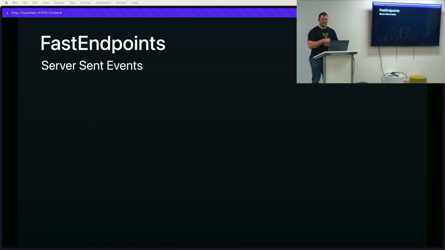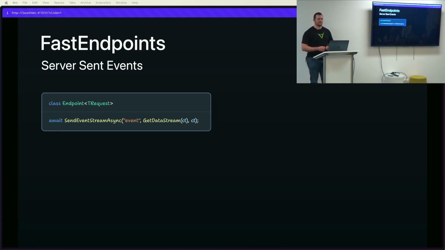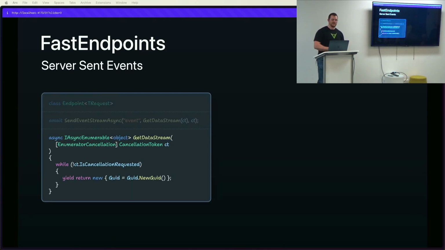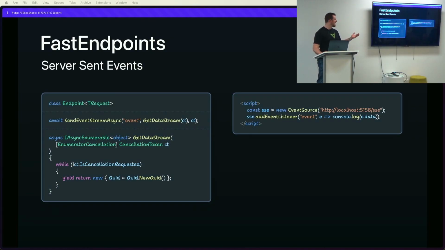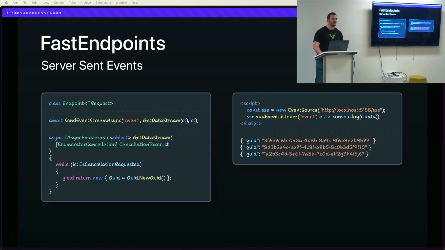So getting close to the end now, server-sent events are another one that FastEndpoints makes easy. If we need any live server-to-client communication, we can implement that just as easily as well. Using the SendEventStreamAsync method, we can send that event stream over to the client, and we need to implement our GetDataStream method as well. That is essentially a method that returns an IAsyncEnumerable of whatever it is that we want to send back. And then on the front end, we just need to create our event source and start listening for the events. And we should start seeing responses flowing back to the client over time.